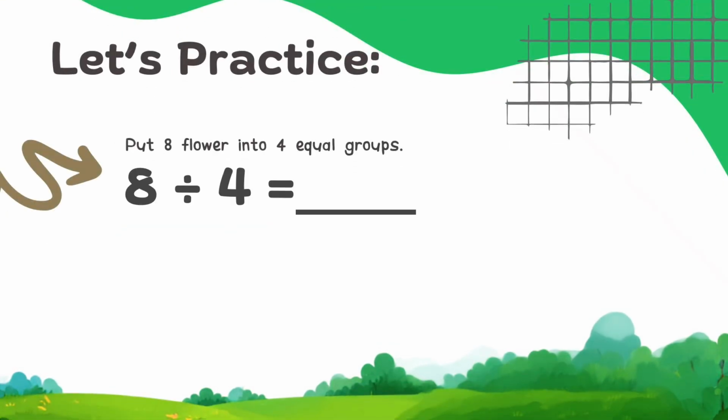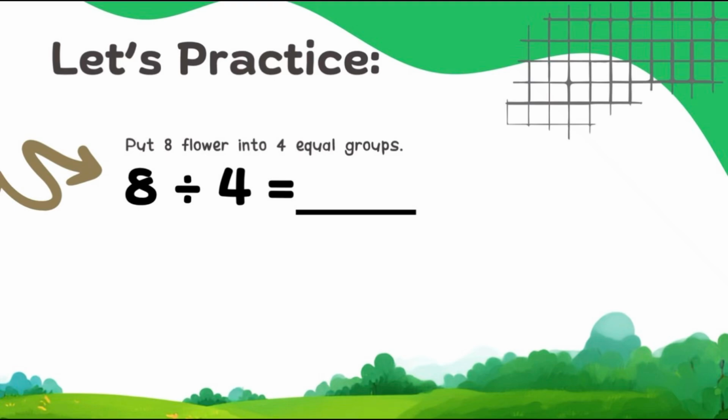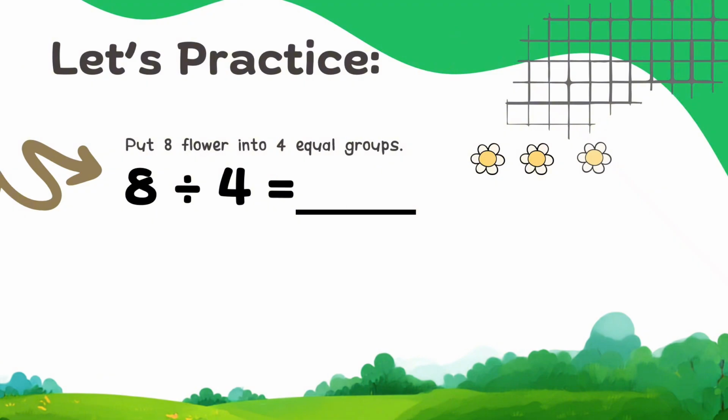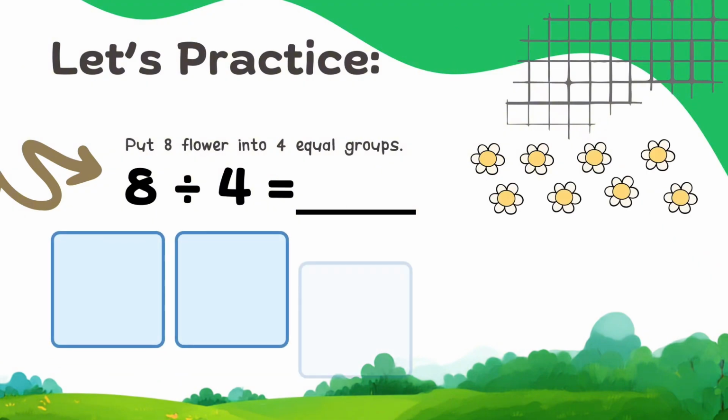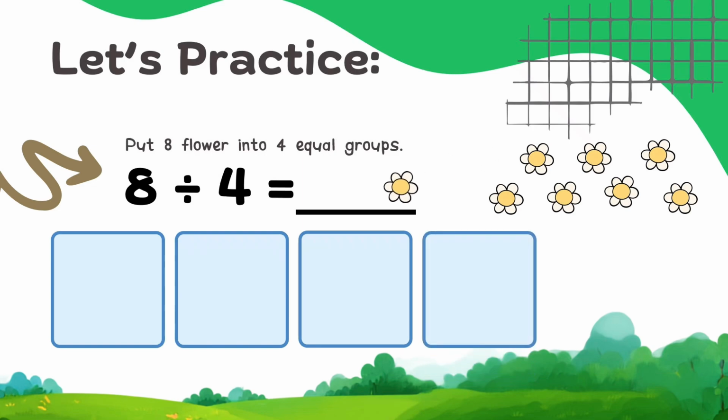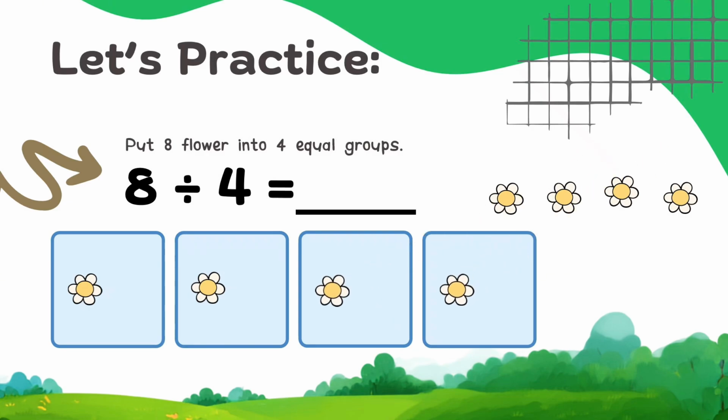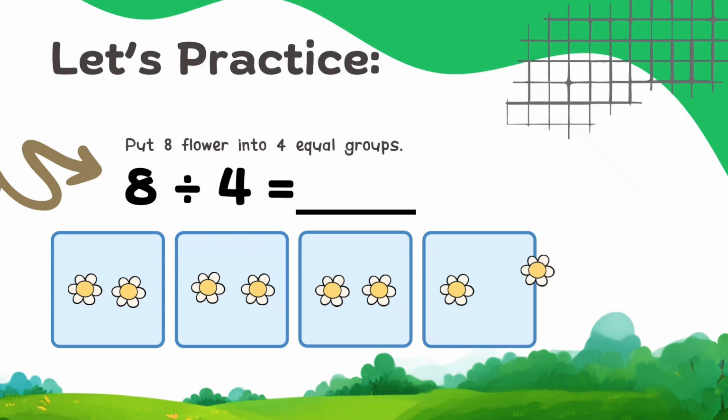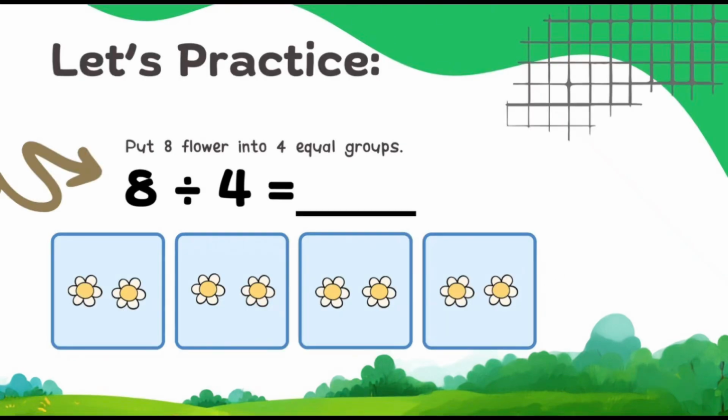Put 8 flowers into 4 equal groups. In a division sentence, we write it 8 divided by 4 equals. Now count the flowers and share them equally. Each box got 2 flowers. So the answer of 8 divided by 4 equals 2.